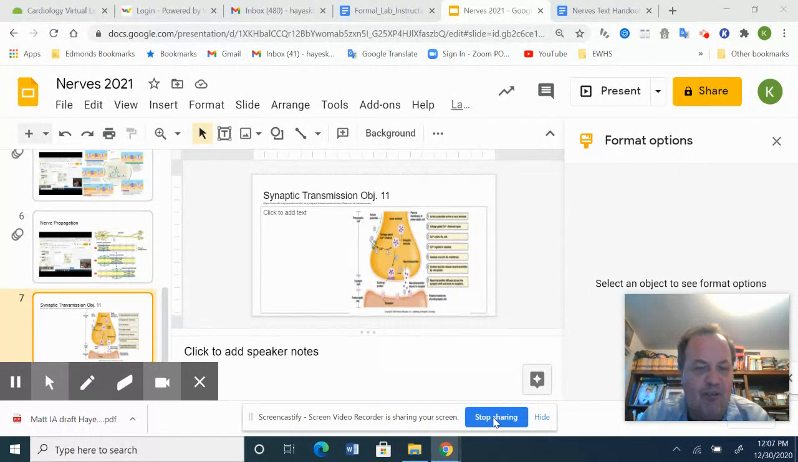So there's a fluid-filled gap, and this is what I call a flow chart. It's this happens, then this happens, then this happens, then this happens. There's several of those things in IB biology, and so as the nerve impulse comes down, there's channels for calcium that open, and there's an influx of calcium into the knob.